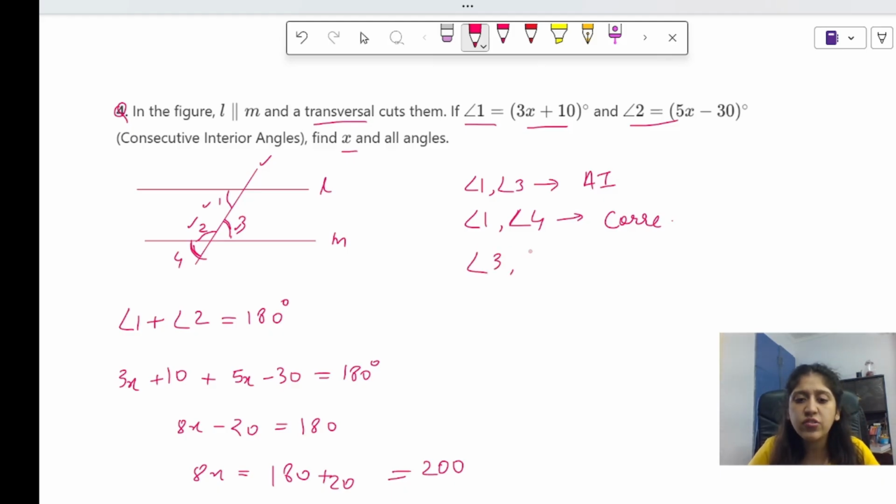And if I see angle 3 and angle 4, what are these? Angle 3 and angle 4 are vertically opposite angles. Yes? So these are vertically opposite. I hope the concept is clear. I just wanted to make you revise all the angles. Okay?